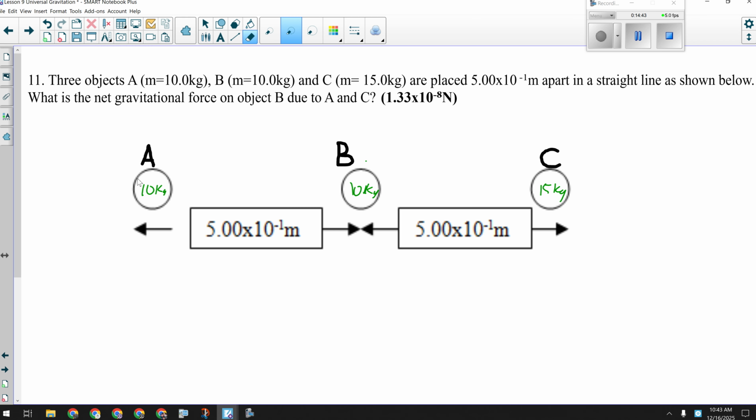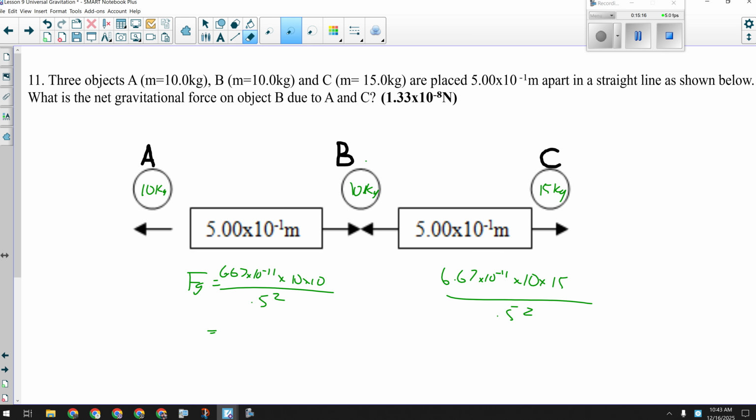So this is just like the Earth, Sun, Moon question we did. Okay? I need to find the force of gravity between these two objects here. So that'll be 6.67 times 10 to the minus 11 times 10 times 10 divided by 0.5 squared. Okay, and then for this one here, 6.67 times 10 to the minus 11 times 10 times 15 divided by 0.5 squared. Okay, and then I just subtract those two numbers, and I've got my net gravitational force.